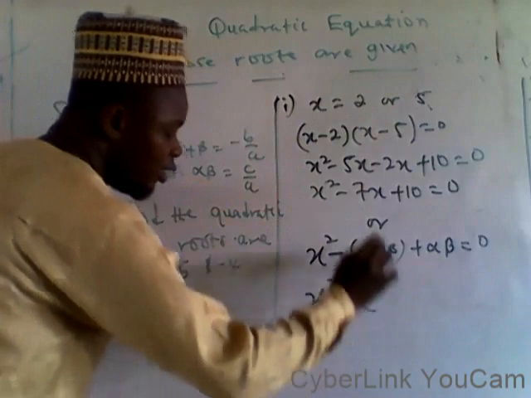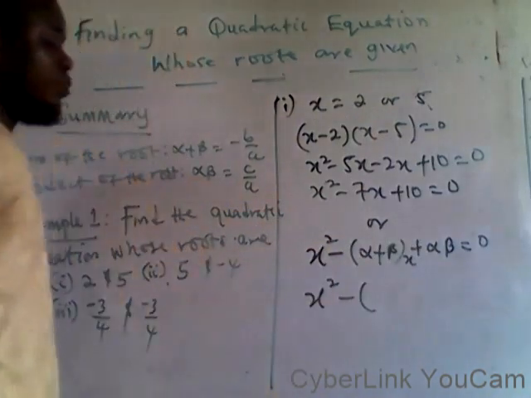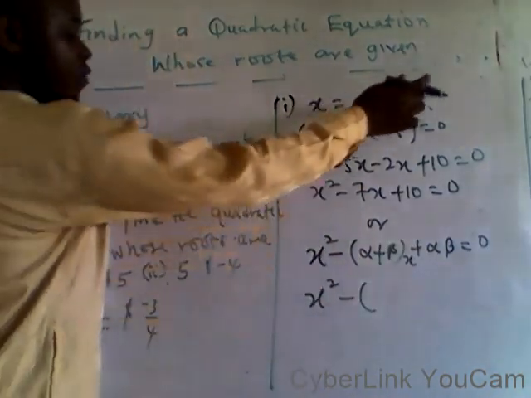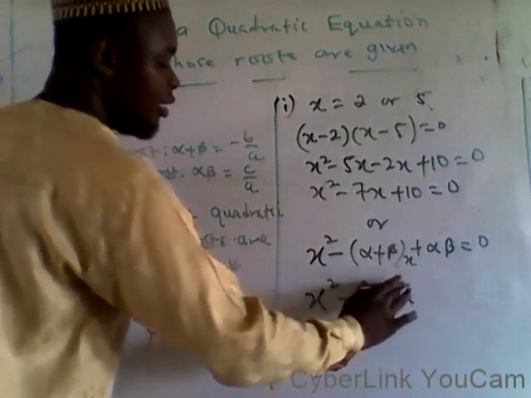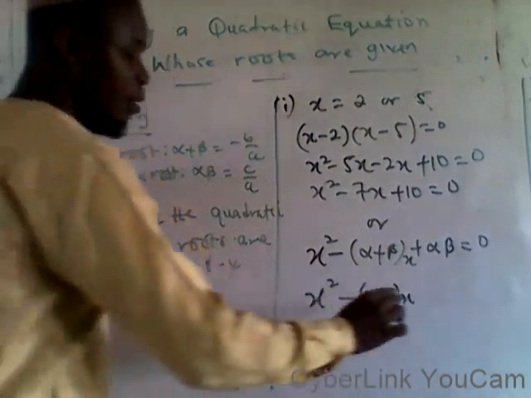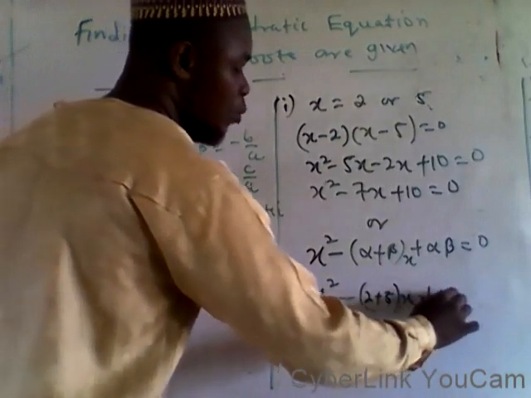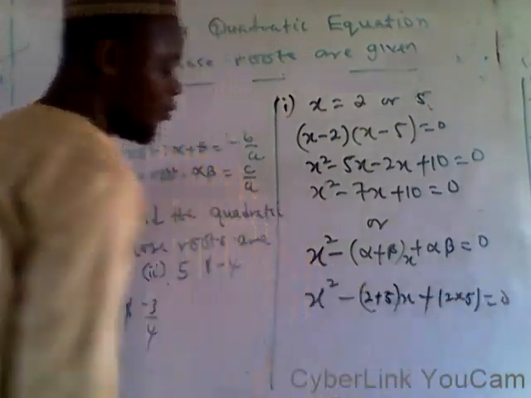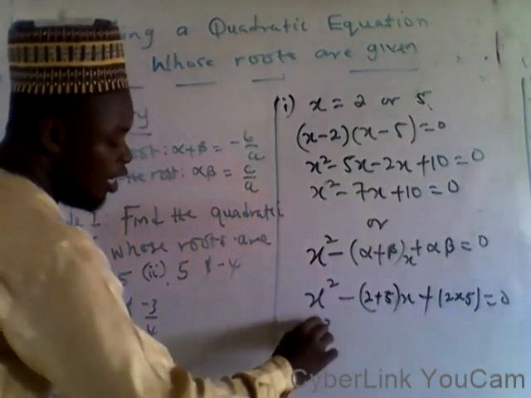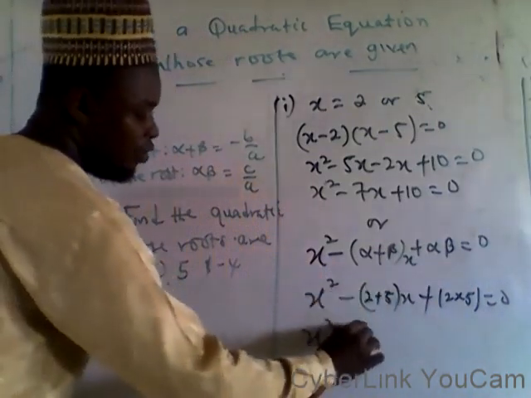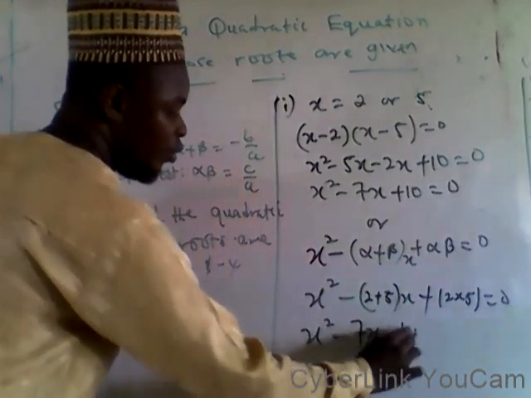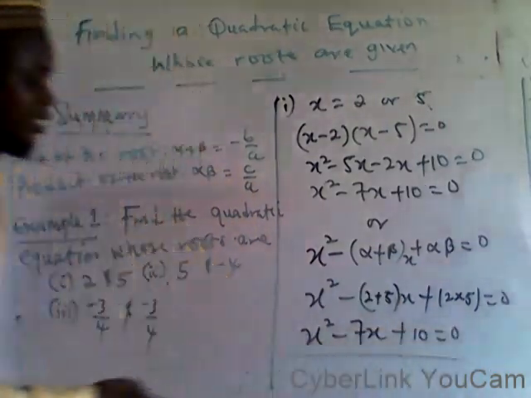x squared minus alpha plus beta. That is 2 plus 5. So you have x squared minus (2 plus 5)x plus 2 multiplied by 5 equals 0. And what's your answer? We are going to have x squared minus 2 plus 5, which is 7x. Then 2 times 5 is 10, equals 0. That is your answer.